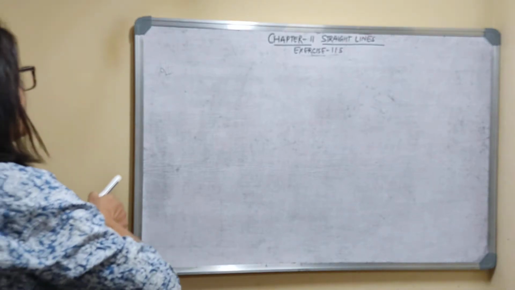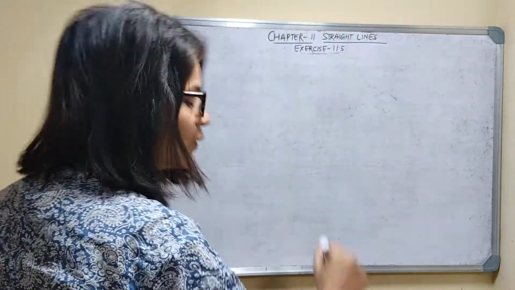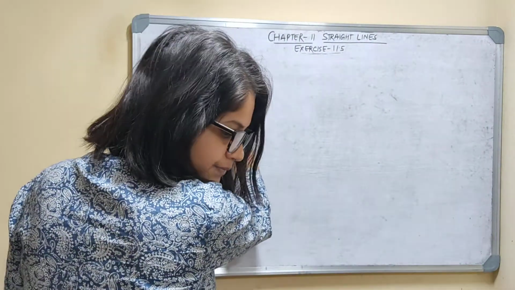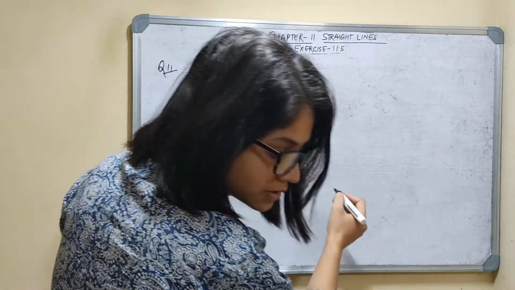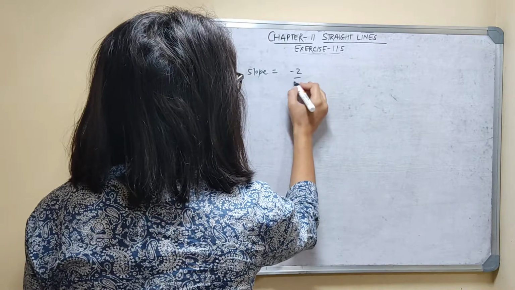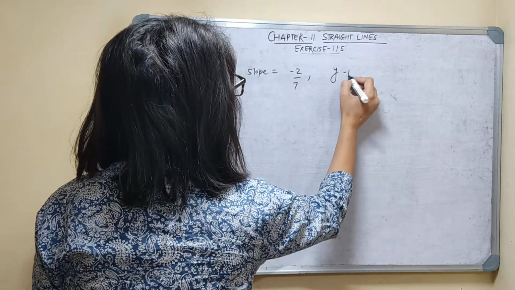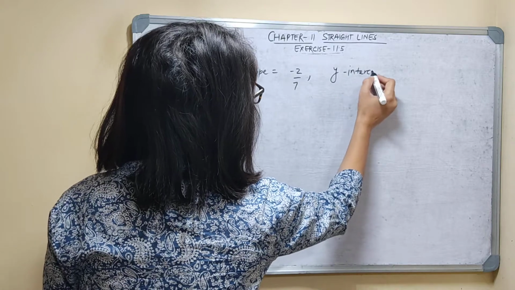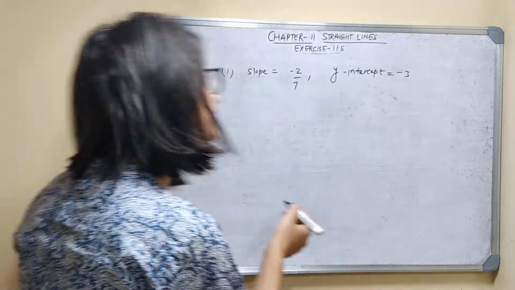Question number 11. Find the equation of a line whose slope is given. First part, slope is given minus 2 by 7, and the y-intercept is given minus 3. And you know the formula.